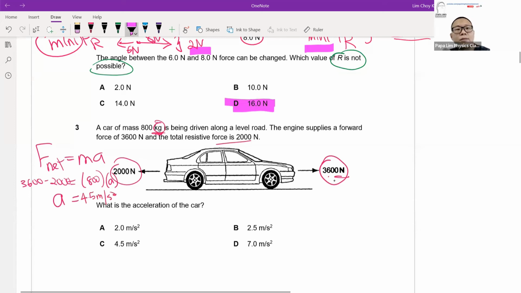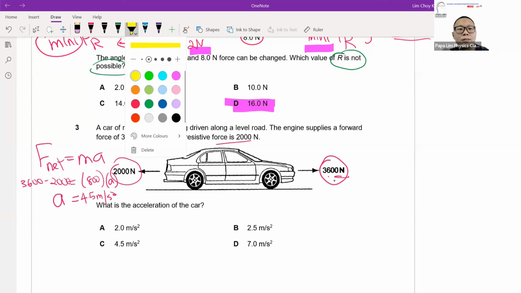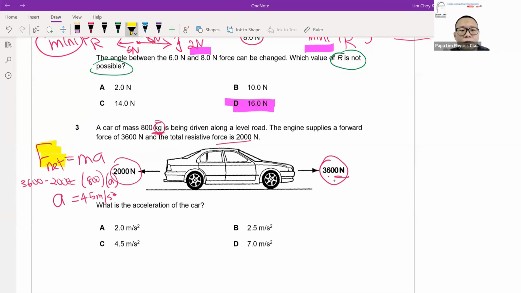The key thing that we have to always remember is that F net refers to the net force on the object. All the forces in the same axis have to be accounted for. So that's why both forces must be in the equation.